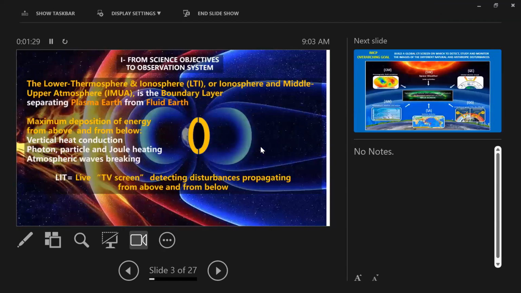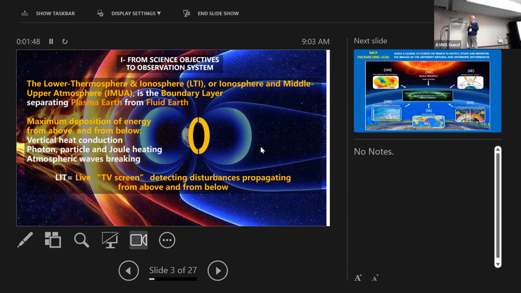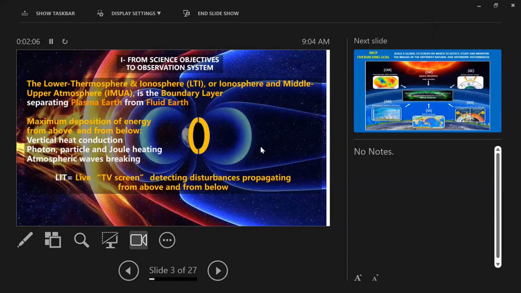Speaking of the concept, what we want to do is start from science objectives, and from the science objectives build an observation system that will address them. The idea is that the lower thermosphere and ionosphere, LTI, or in our project, the ionosphere and middle upper atmosphere, IMUA, is the boundary layer separating plasma Earth above from fluid Earth below. Well, this community knows that very well.